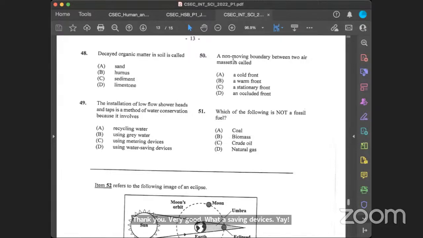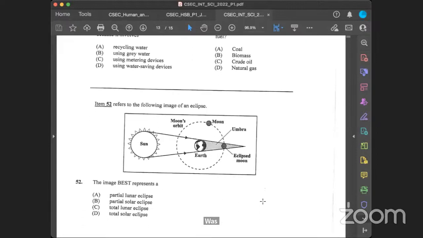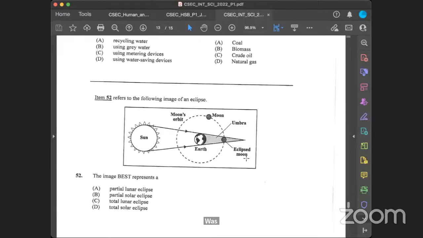A non-moving boundary between two air masses is called what? It's non-moving, so it's what? Stationary front. It's stationary. Thank you. 51. What is not an example of a fossil fuel? So which one is an alternate source of energy there? B. Biomass. Thank God. Biomass is an alternative source of energy. Very good.